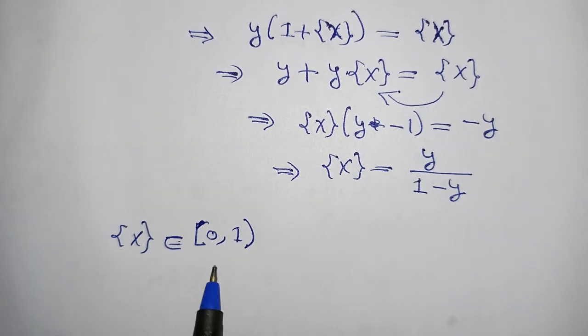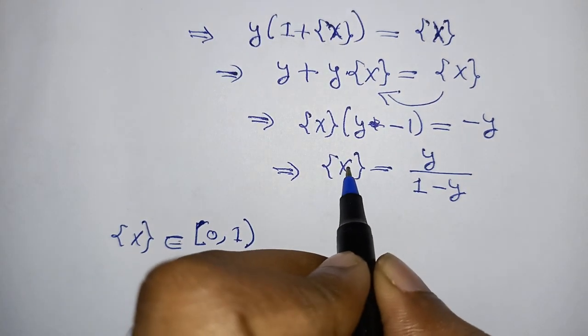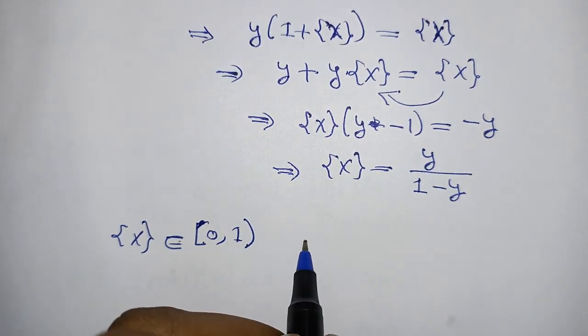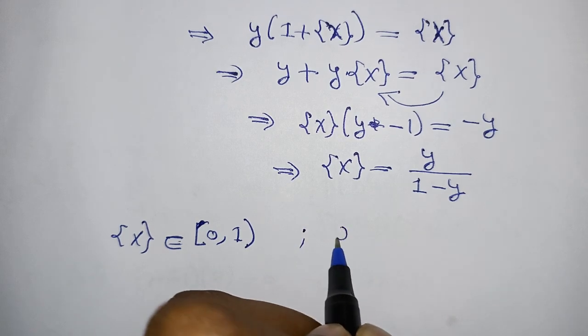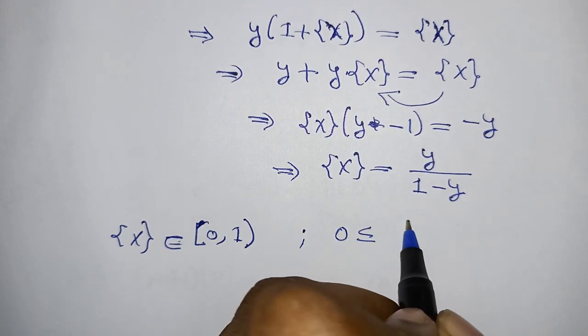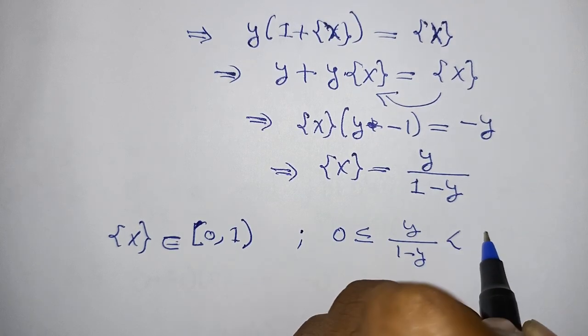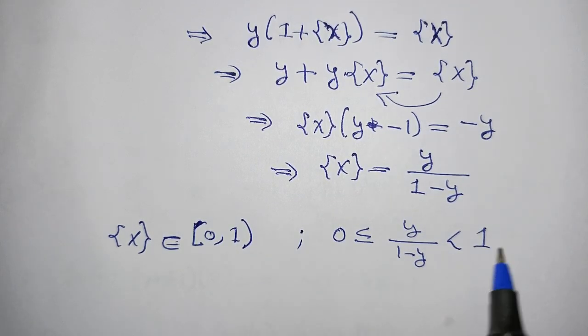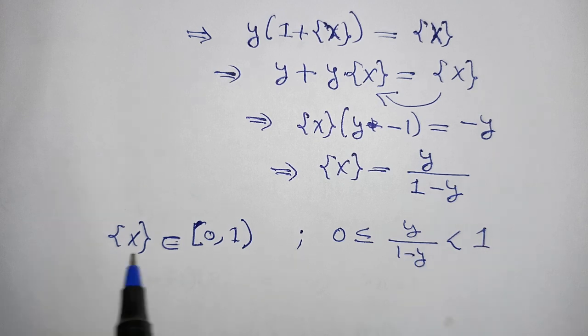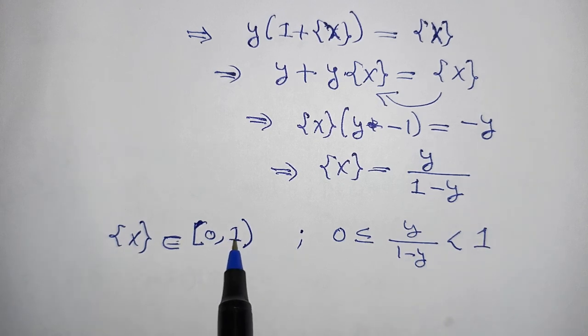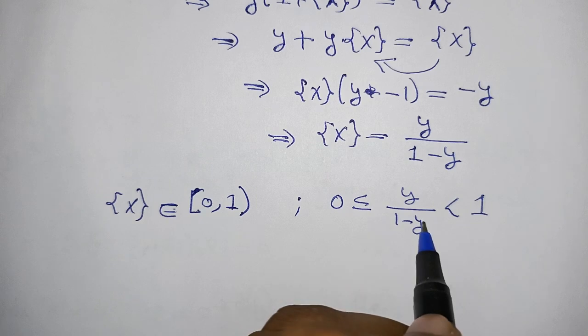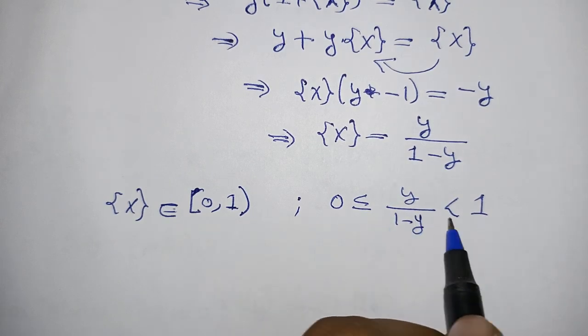So we can clearly say that this value y/(1 − y) will satisfy 0 ≤ y/(1 − y) < 1. Why are we not considering 1? This fractional part will never be equal to 1, because if we take it equal to 1, then a new integer will be there, so we cannot take 1. So this is belonging to this part.